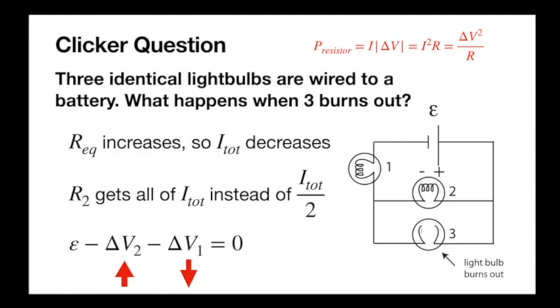Okay, questions on any of the circuit stuff, because we're about to zoom out a little bit and talk about something else. So you said, can you repeat which one gets brighter and which one gets dimmer? Yeah, so 1 gets dimmer, 2 gets brighter.